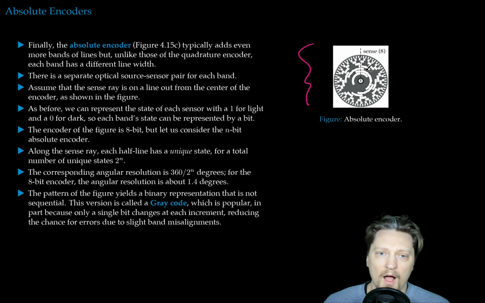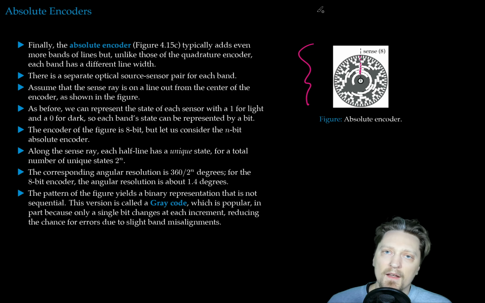There's going to be a separate optical source sensor pair for each band. So we'll see a light source and a sensor for that light at each band here. So 8 channels are shown in this figure. As before, we can represent the state of each sensor with a 1 for light and a 0 for dark. So each band's state can be represented by a bit. The absolute encoder in the figure is 8-bit, but let us consider the n-bit encoder.